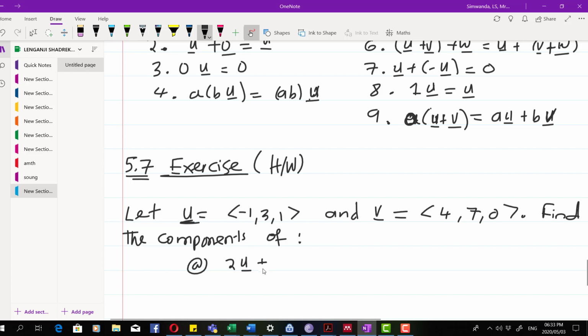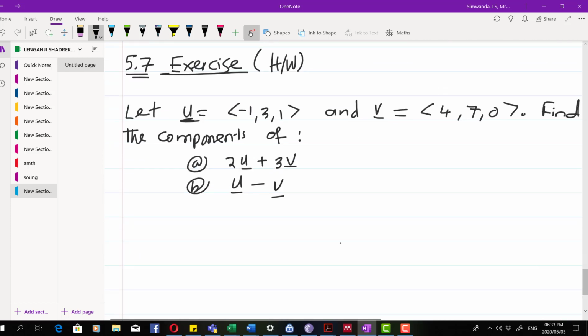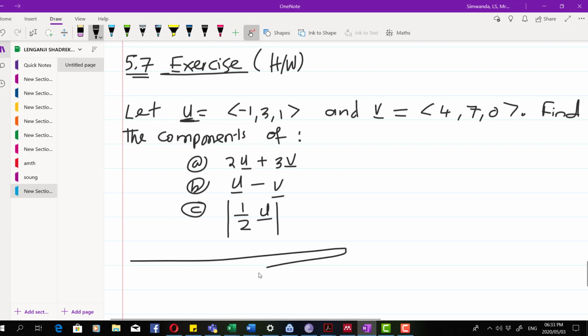2 times u plus 3 times v, that would be a vector. What are its components? Also u minus v, that will also be another vector. So you can find out what the components are. And also half of u, that will also be a vector.